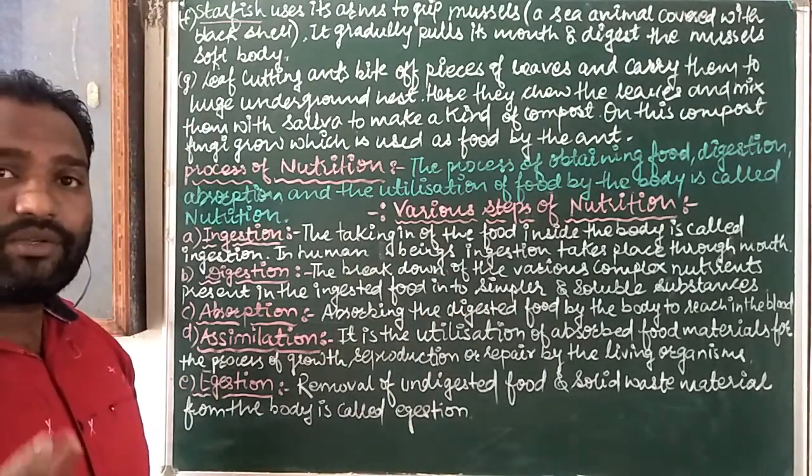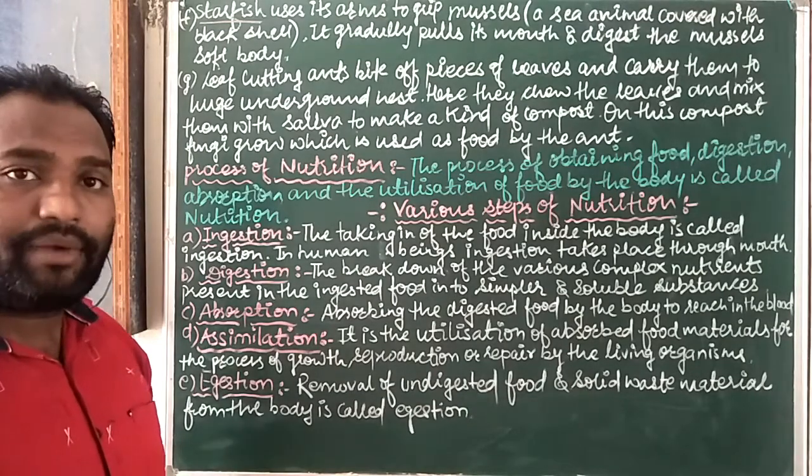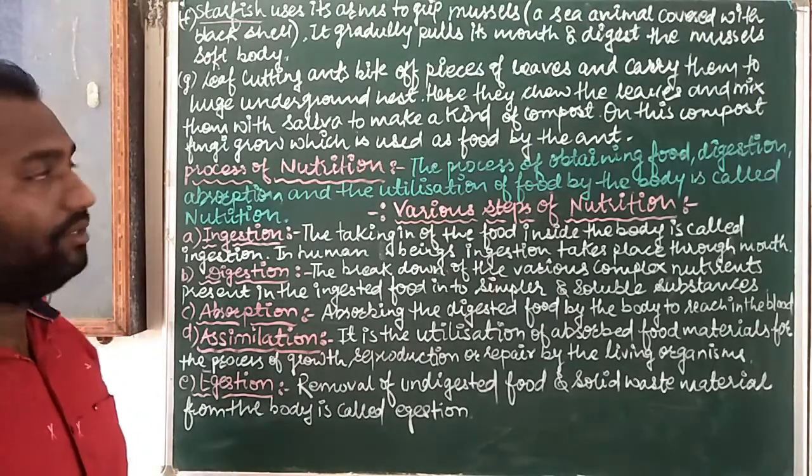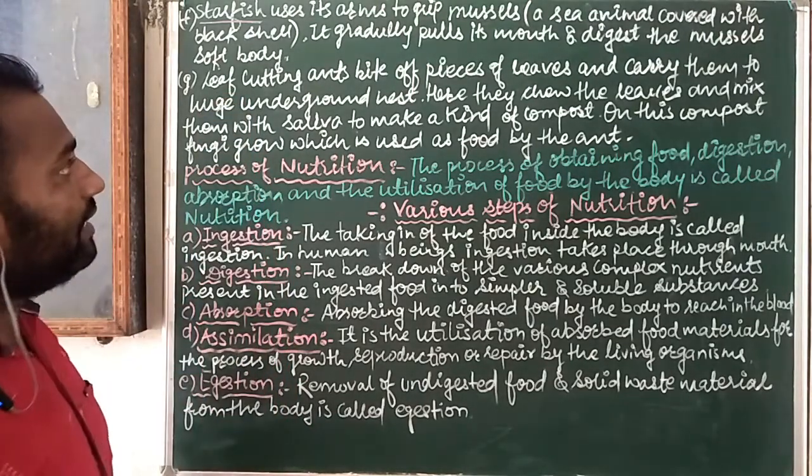Mussels have a soft body, and it can be digested by starfish. So, mussels are the food for the starfish. Next is leaf cutting ants.